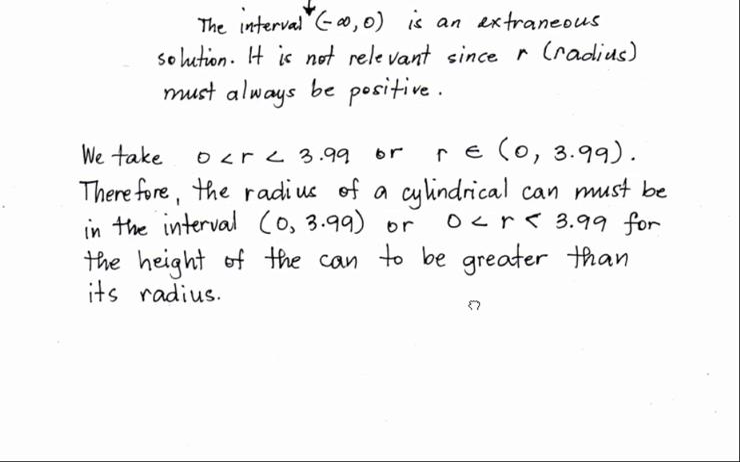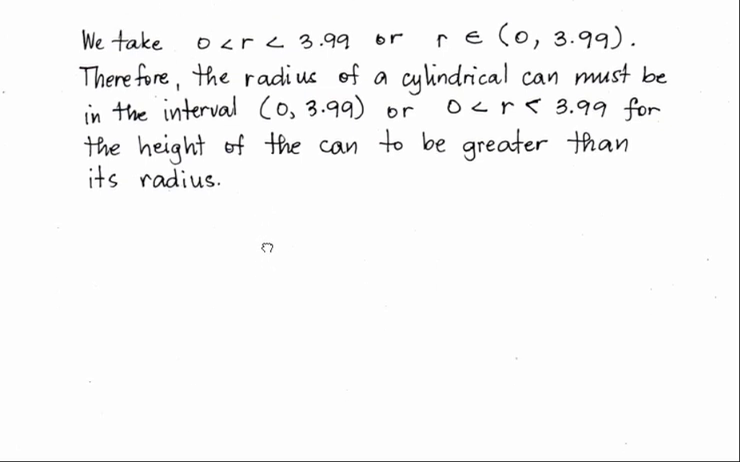So our r, or the radius, must be within the interval 0 to 3.99, or we have this notation. Therefore, the radius of a cylindrical can must be in the interval 0 to 3.99, or this symbol, for the height of the can to be greater than its radius. And we're done with exercise number 1.